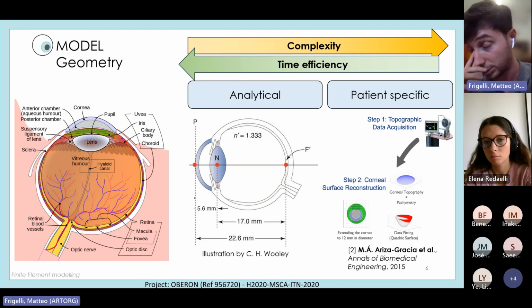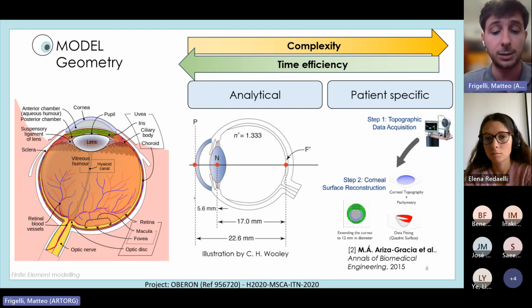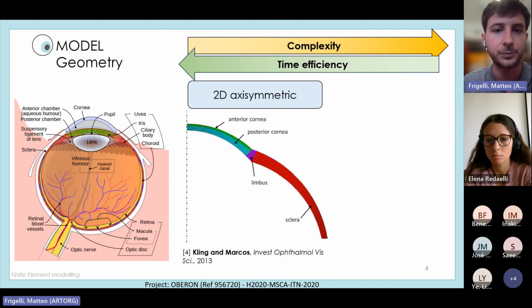For sure, building the model in this case is more time consuming. When I talk about time efficiency, I mean either building the model itself and the time needed for the simulation to run after the model will be built. Also, I divided this modeling part into different classes based on the geometry the model will have.